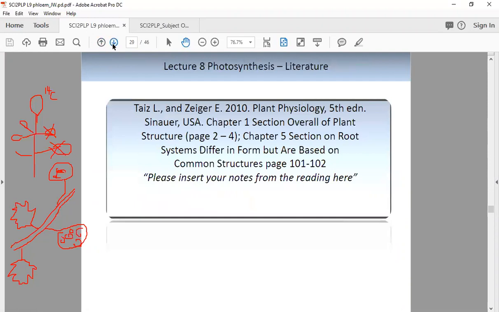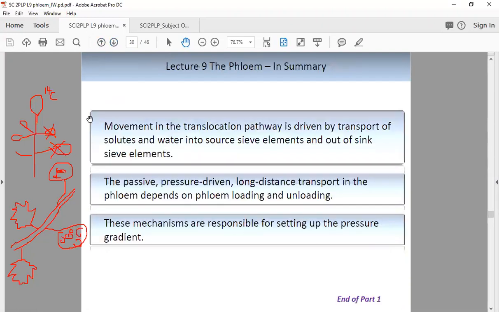Okay. Chapter 1, Chapter 5. Right. So in summary, movement in the translocation pathway is driven by transport of solutes and water into source sieve elements and out of sink sieve elements. Oh, yes. Okay. Now I am confusing myself. Yes, that does make sense.